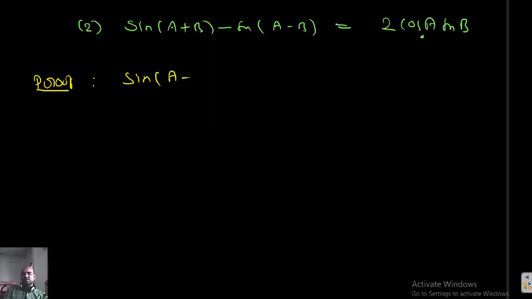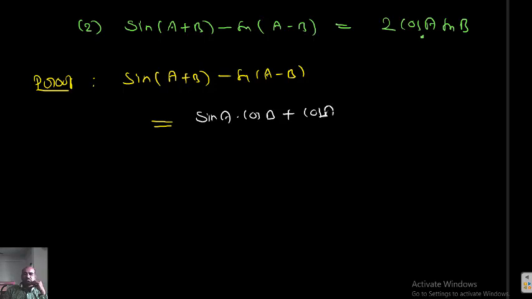Sin of A plus B minus sin of A minus B. Sin of A plus B means sin A cos B plus cos A sin B, minus sin A cos B minus cos A sin B.